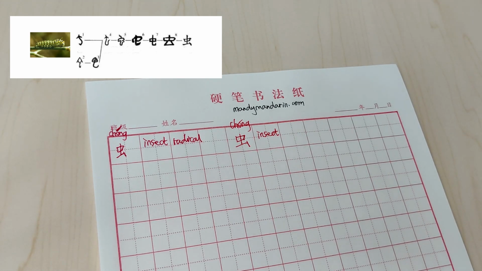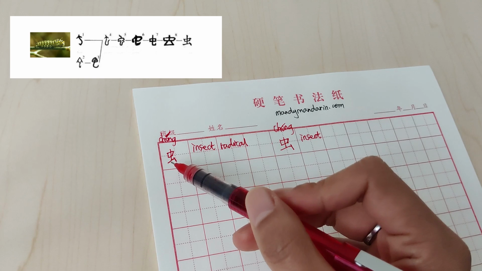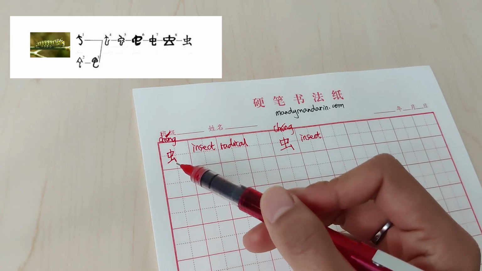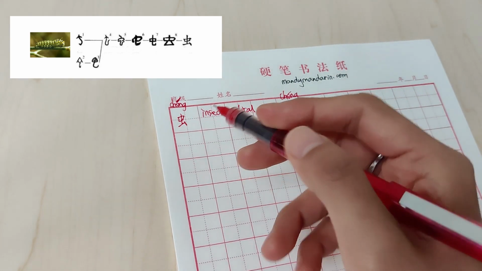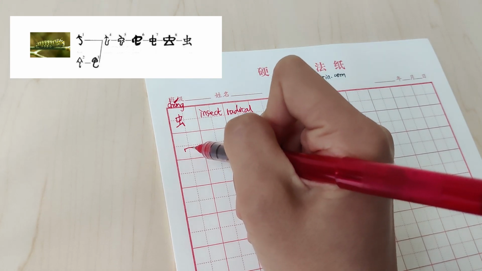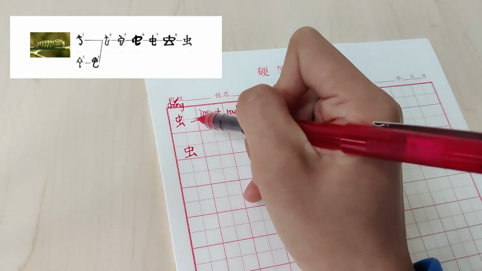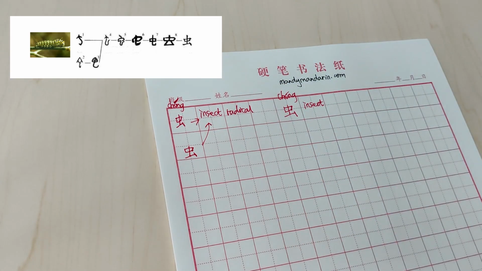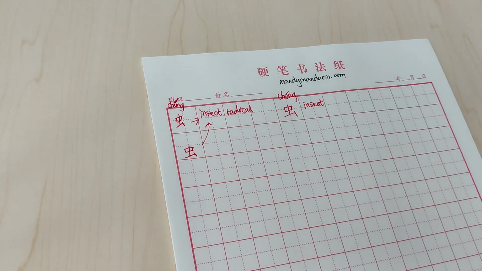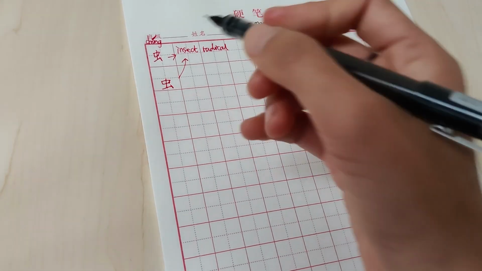And normally the insect radical is on the left side of the character, and sometimes it would be at the bottom part. So both of them could be the insect radical. Okay, now let's get to some insects. The first one.